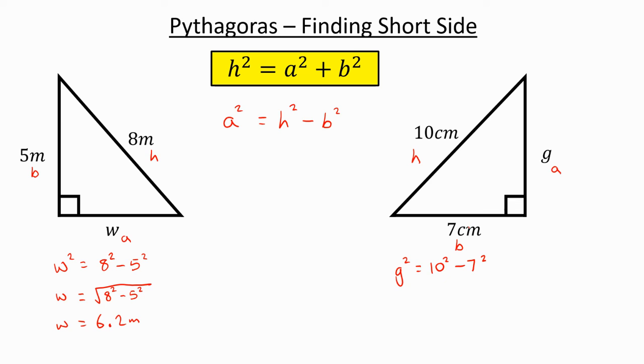And so then again, to find out what the value of g is, we're going to have to square root 10 squared take away 7 squared, which should come out to be 7.1. And this is centimeters here, so 7.1 centimeters is the value of g.